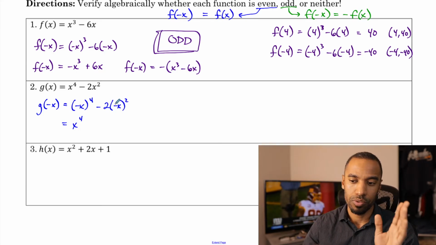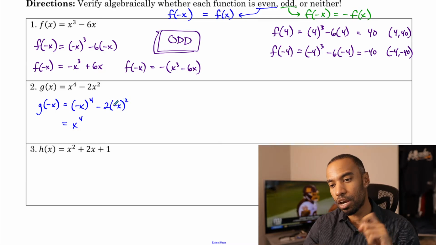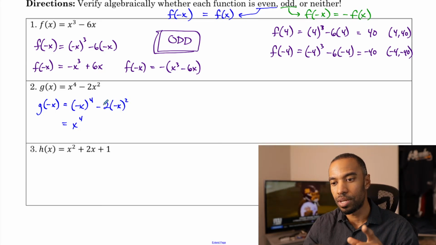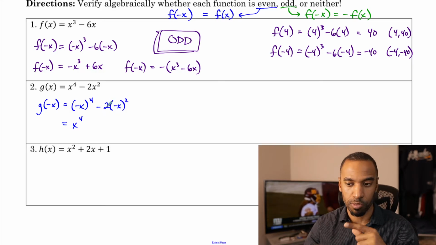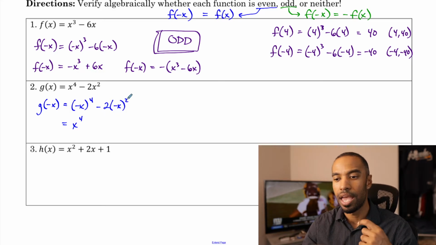And then we have negative 2 times negative x squared. Now be careful with one thing here, guys. I can't do negative 2 times negative x to start with because multiplication does not occur before exponentiation.